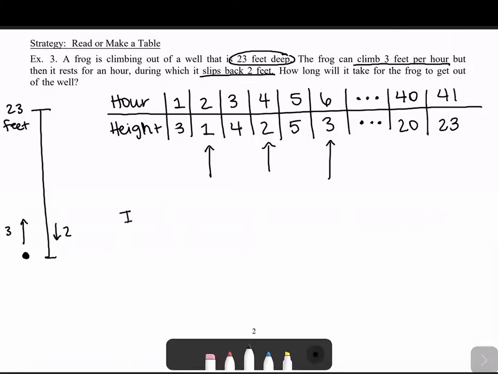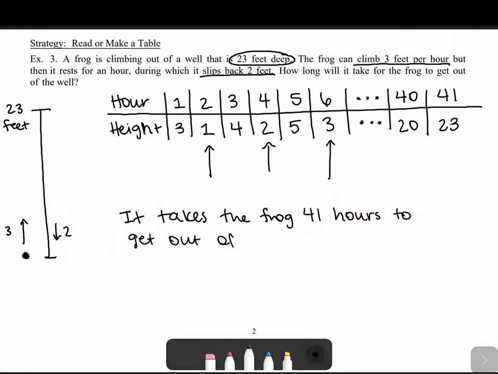So it takes the frog 41 hours to get out of the well. Okay, and so that's this one.